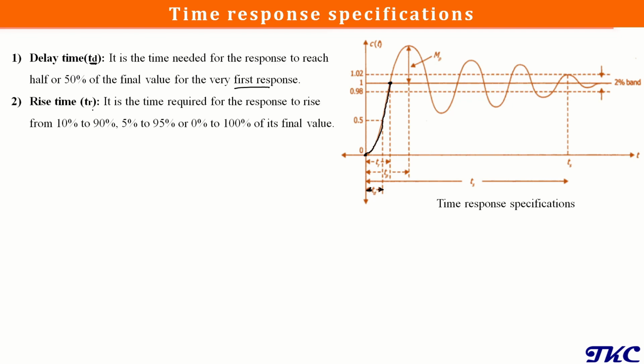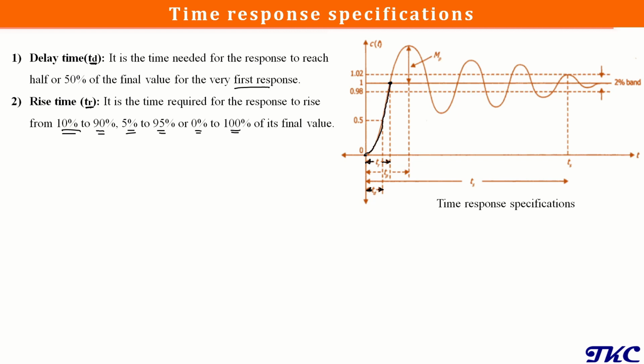Next is rise time, which is represented by TR. It is the time required for the response to rise from 10% to 90%, or from 5% to 95%, or from 0 to 100% of its final value. So TR, we can see on this graph, is this value for this example.